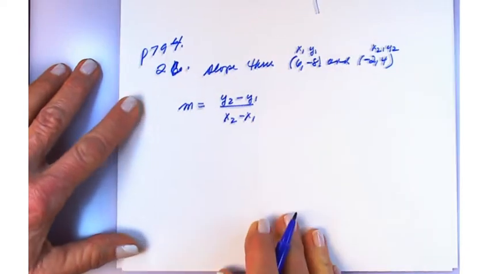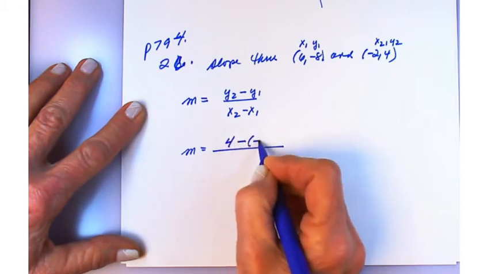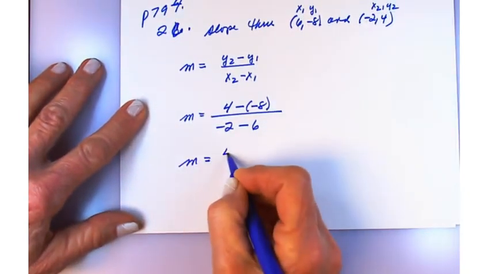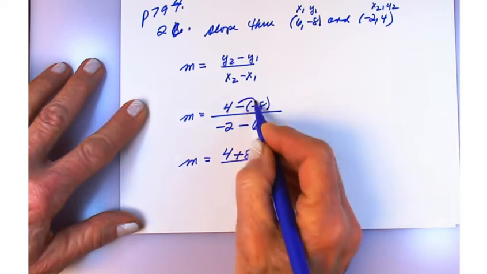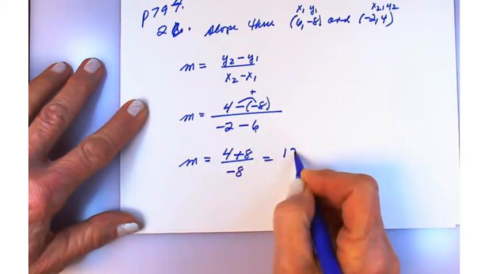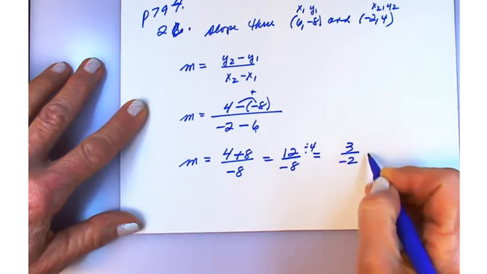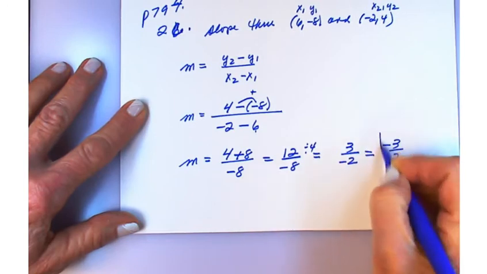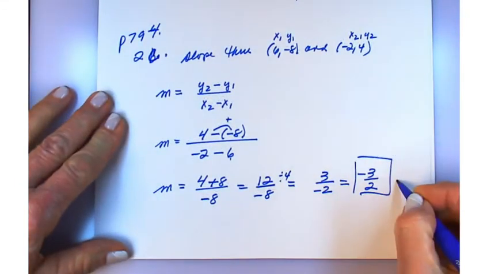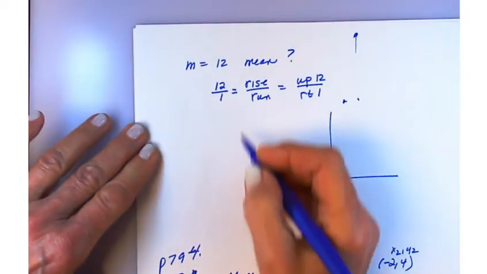Now all you do is you look at how you labeled them. 4 minus a minus 8 over minus 2 minus 6. So we have 4 plus 8, 2 negatives is a positive, and minus 2 minus 6, the signs are alike, we get minus 8. 12 over a minus 8, we're going to reduce it, we get 3 over negative 2, but we never keep the minus sign in the denominator, so we have a slope of minus 3 halves. Remember, a minus 3 halves slope is going to look like this, decreasing, okay? A slope of 12, this is increasing.